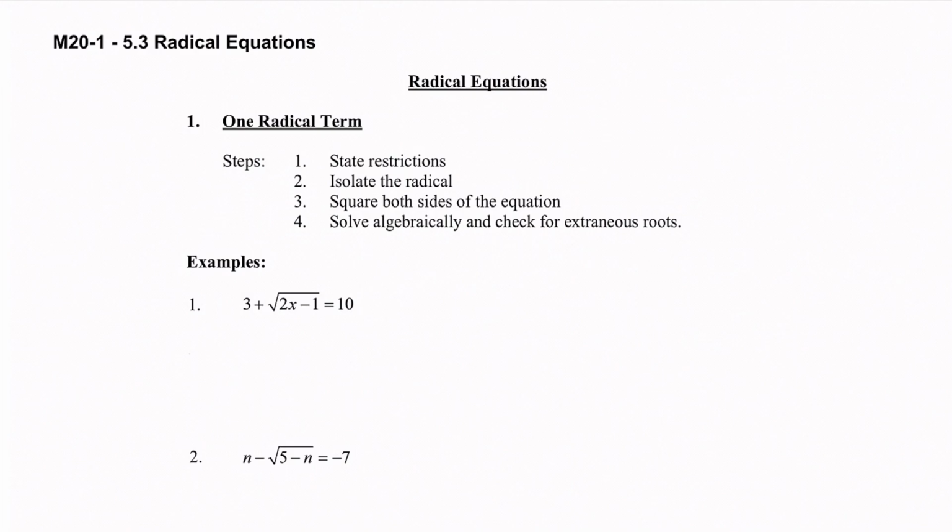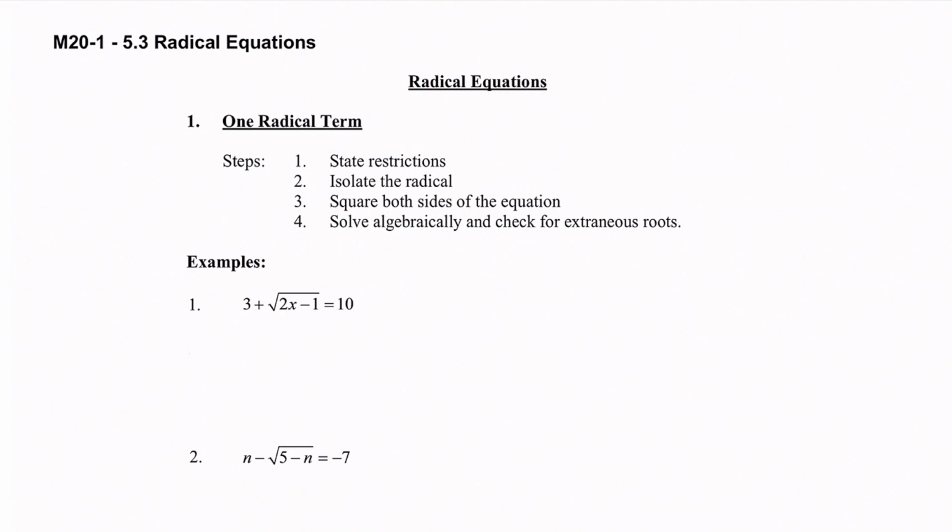So we're going to be going through some different examples, we're going to be solving them, and we're also going to be stating our restrictions, because anytime you have a radical, you need to state the restrictions. So our steps, number one, we're going to state restrictions. We do that first just to get it out of the way so we don't forget to do it later.